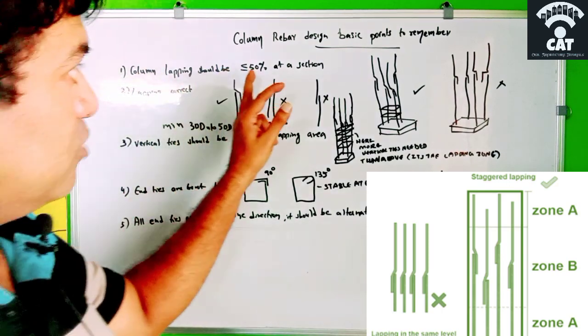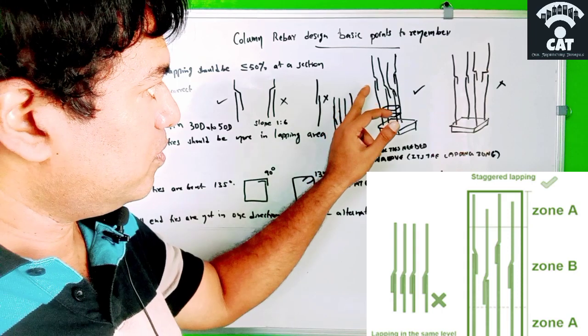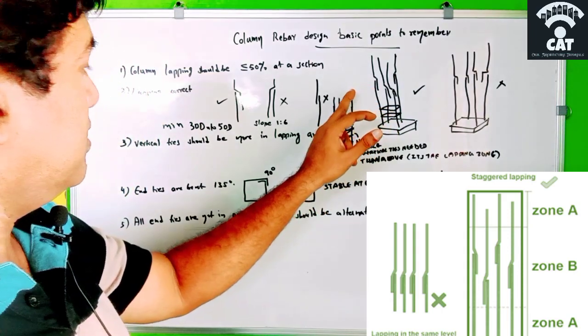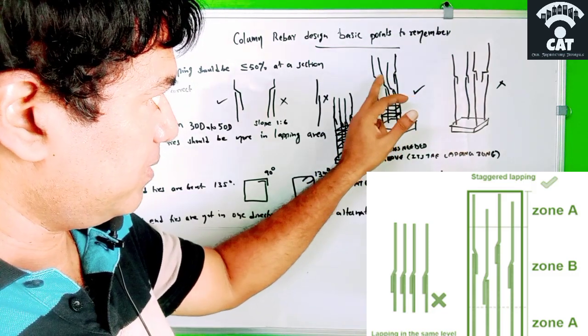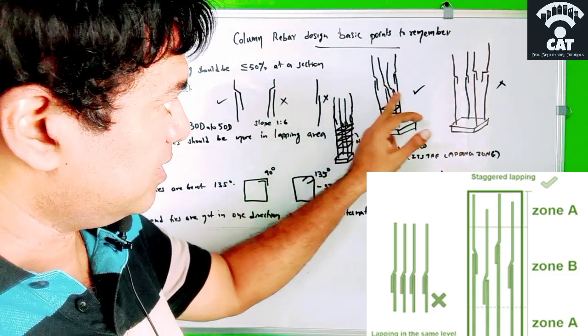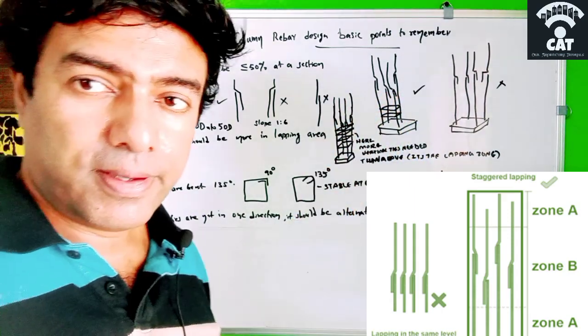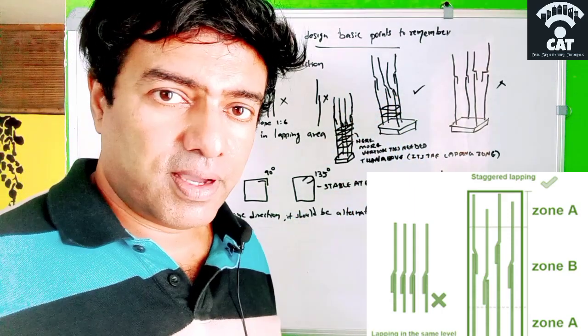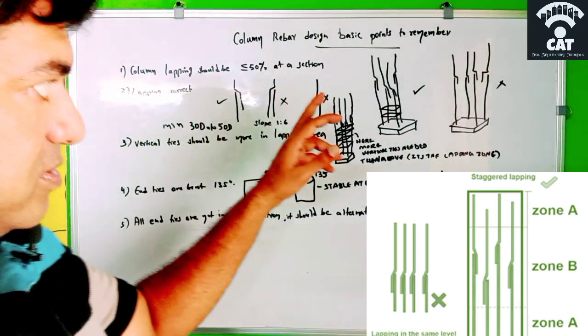That is what this is saying: column lapping should be less than 50% of the section. If you cut a section here, there will be one lap here and a second lap here. There is no other lap in between. If you cut a section on this side, there are only two laps, the other two have no lap. That is what I meant by lapping should be equal to or less than 50%.